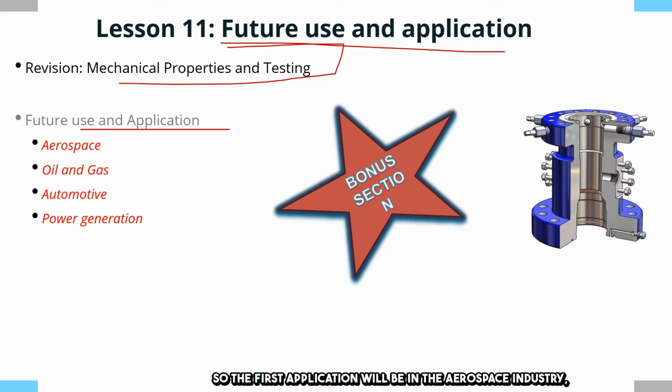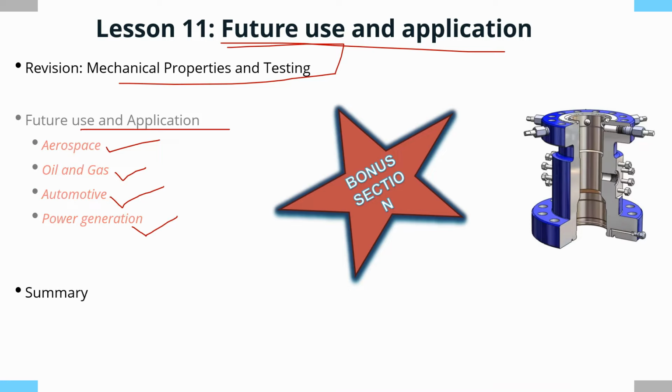The first application will be in the aerospace industry. What steel components are used and in what parts? We look at oil and gas as well. In oil and gas applications, what steel grades are used and what they're used for. We look at automotive as well as power generation. And that will end the course. So quite an exhaustive list from lesson 6 to lesson 11 to learn in IMN 201. And I'll see you guys in the lecture.